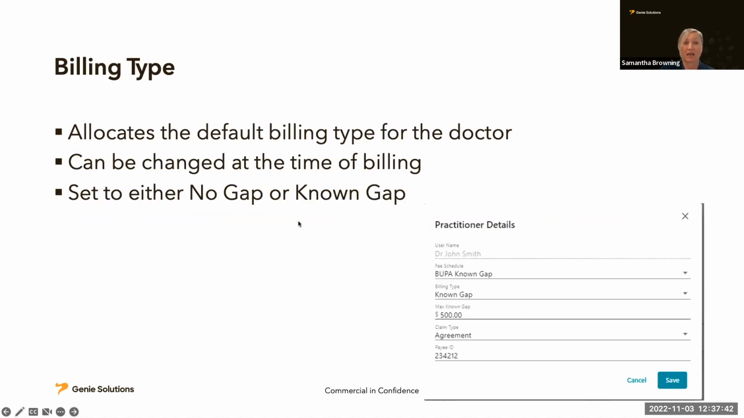The next setting that I want to have a look at is the billing type. The billing type is also set by the doctor, and it's how they normally bill their patients. So if your doctor normally bills no gap, you can set the default billing type to no gap so that when you create the invoice, it picks up that the billing type is no gap instead of you having to change it each time. This can also be changed at the time of billing. If the doctor does choose to do a no gap, they can choose no gap at the time, but the default for this particular setting here is known gap.